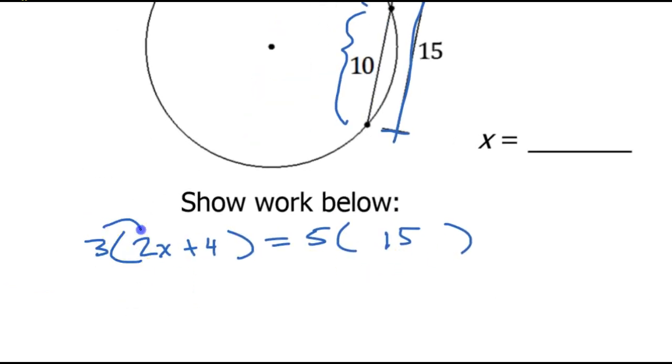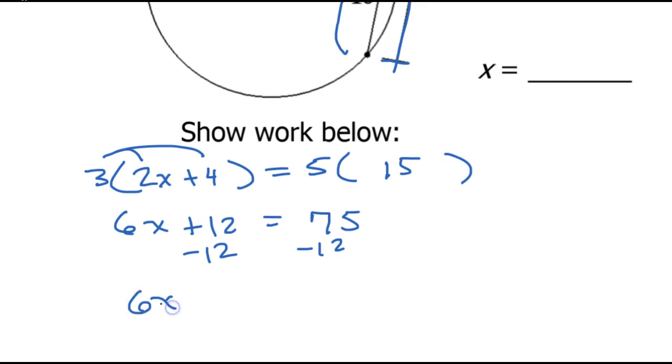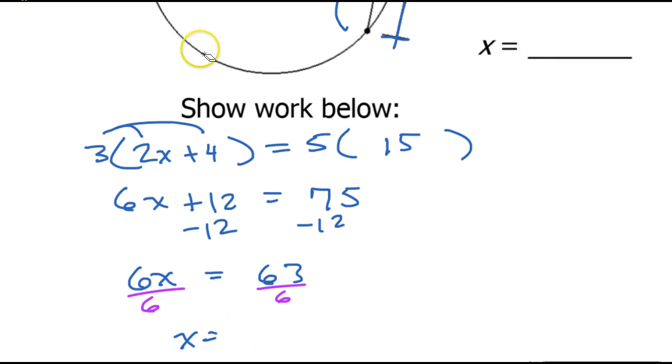All right, so that's why when we solve this, I will have 6x plus 12 is equal to 75. So then I subtract 12 from both sides, and that's going to give me 6x is equal to 63. Then it's time to divide both sides by 6. Divide by 6, divide by 6. 63 divided by 6 is 10.5.